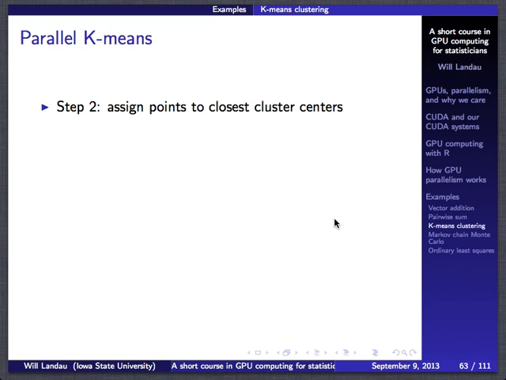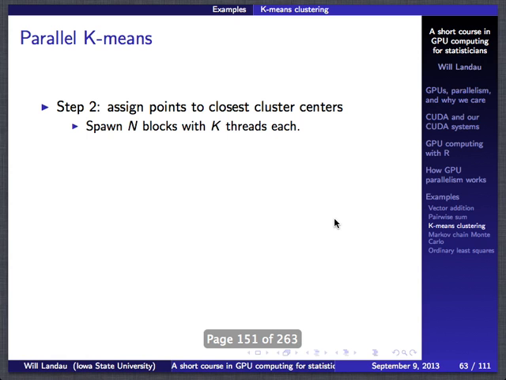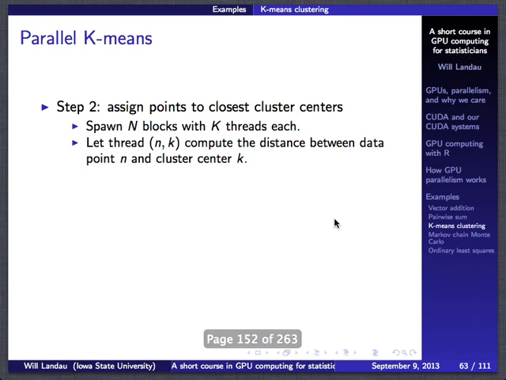Step 2, you assign points to closest cluster centers. There's a lot of independent calculations going on that can be run simultaneously. So what you can do is you can spawn n blocks. So n is the number of points with k threads each. K is the number of clusters that I want. So we have n times k threads. And we let thread nk, the k thread within the nth block, compute the distance between data point n and cluster k.